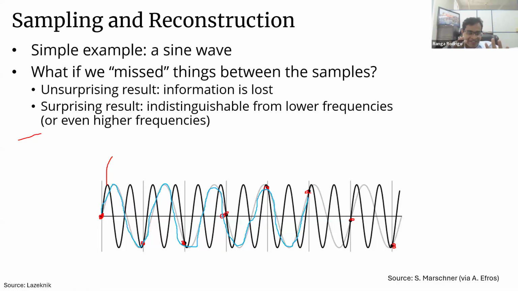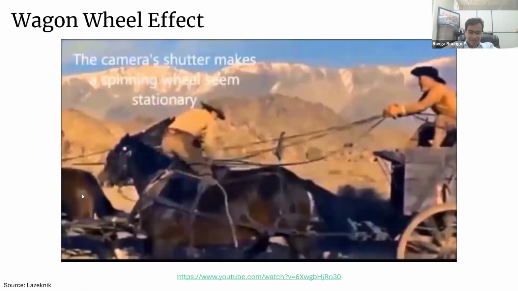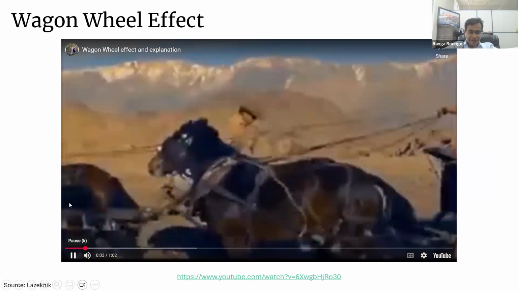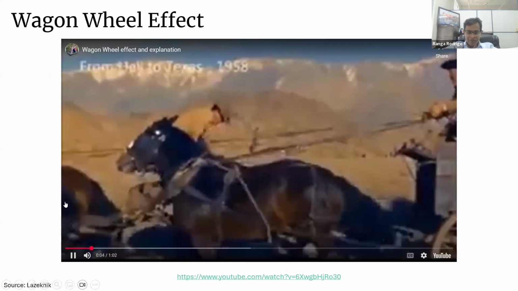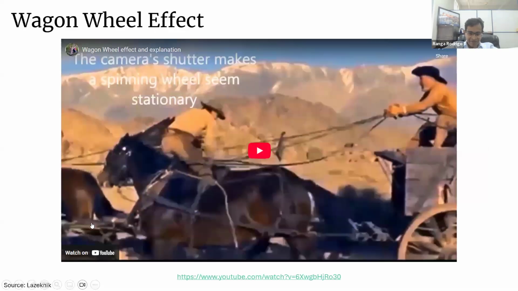So this is the thing about sampling and reconstruction. This is called aliasing, signal traveling in disguise as other frequencies. This is aliasing. If you look at these movies, you can look at them later. I will not do it, but you can see wheels rotating in opposite directions and so on. We can just have a look at it.